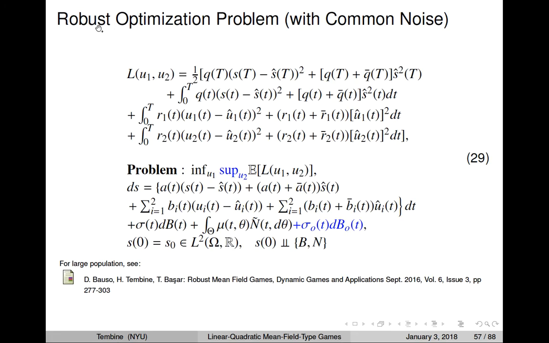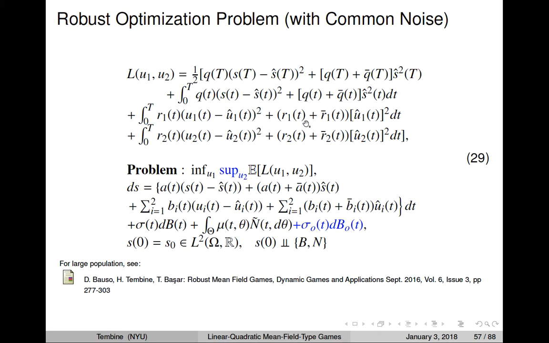Now we are interested in the robust optimization case, where we consider two players, one minimizing and the other maximizing. What you get is that if each of them takes the conditional expectation with respect to the common noise, you can find an explicit solution to this problem, which is a robust optimization or min-max formulation. A solution similar to this, but for the mean-field-type game, can be found in this reference here, a joint work by Professor Bauso and Professor Bashar.